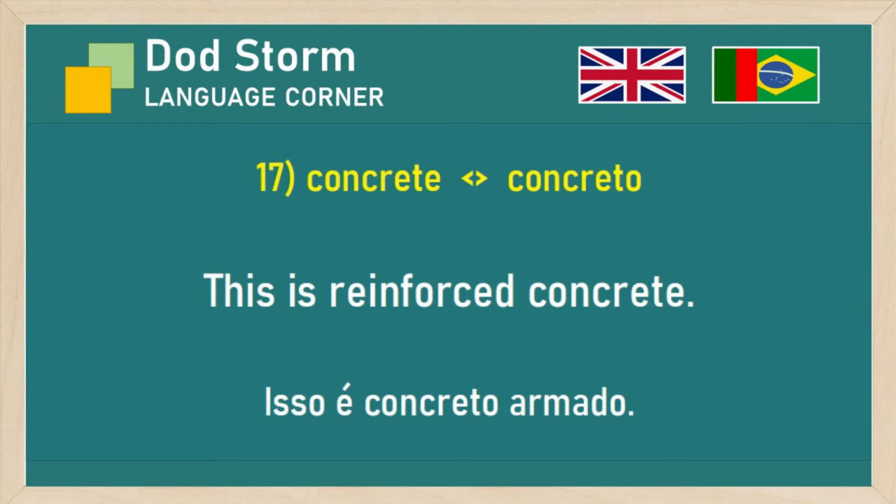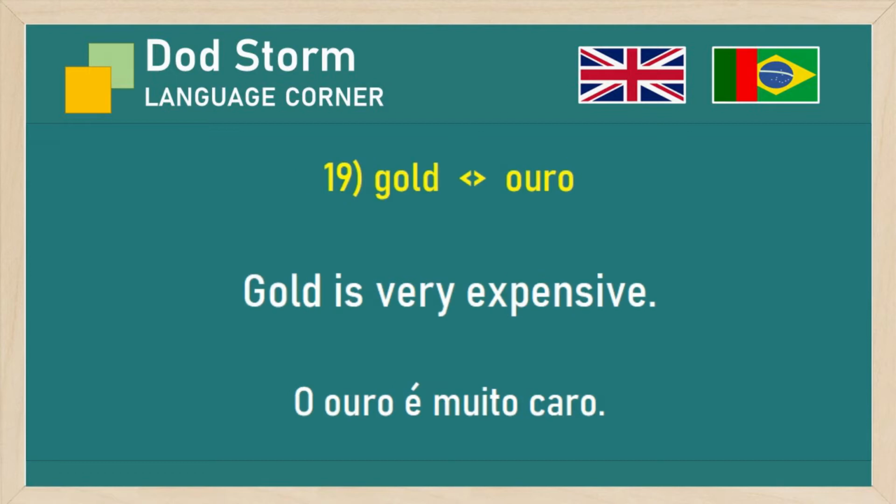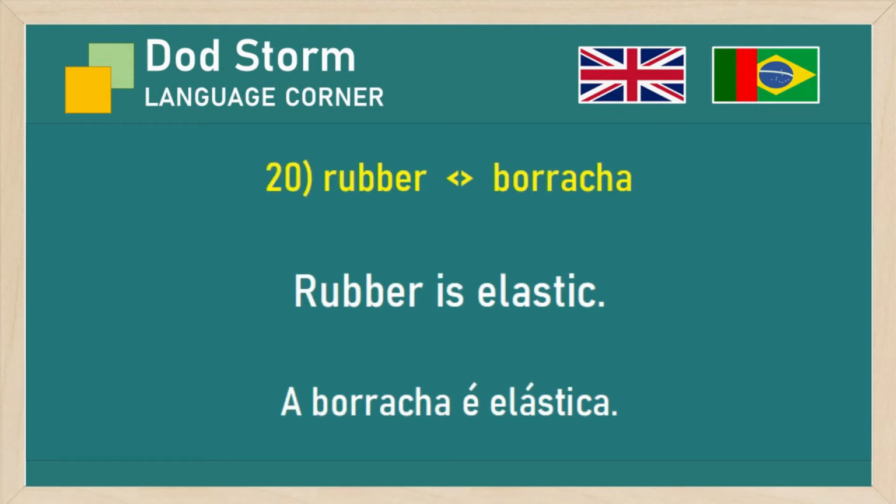This is reinforced concrete. The wall is damp. Gold is very expensive. Rubber is elastic.